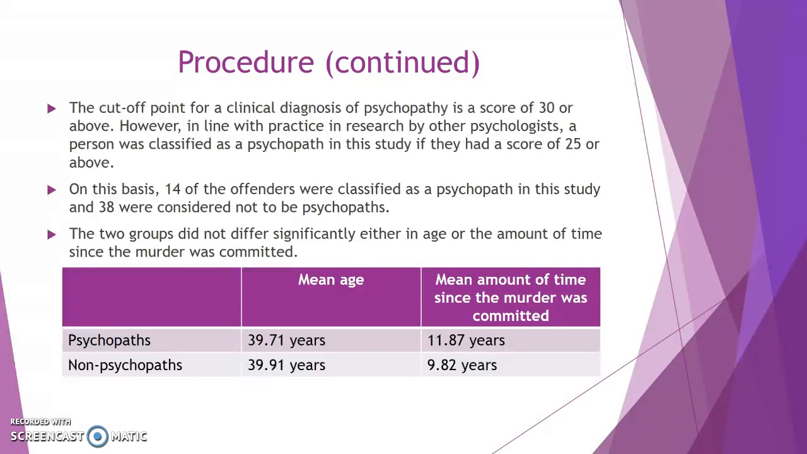The two groups did not differ significantly either in age or the amount of time since the murder was committed. As you can see by this table, the mean age of the psychopaths was 39.71 years compared to the non-psychopaths' 39.91 years, and the amount of time since the murder was committed did not differ that much either, so they're very similar groups.